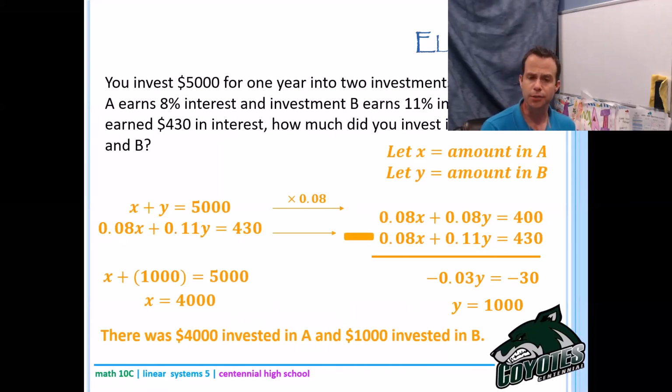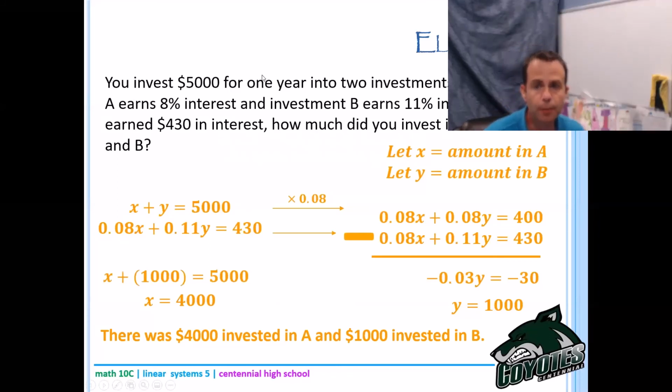Remember, I talked yesterday, when you're answering these questions, I need to know that you know the right numbers and that you can connect the right numbers to the right context. I need to know that you know the 4,000 is part of investment A, okay? And that the 1,000 is your part in investment B, okay.